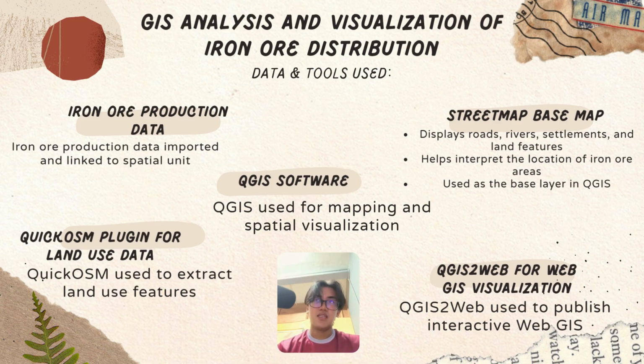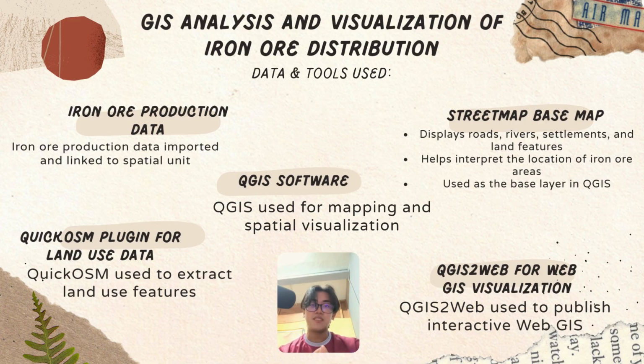For the data, iron ore production data for Malaysia was imported into QGIS and linked to spatial units using the attribute table. This allows the data to be analyzed geographically rather than only in tabular form. QGIS software was used for mapping and spatial visualization. It allows us to manage layers, edit attributes, and create thematic maps such as choropleth map to show iron ore distribution.